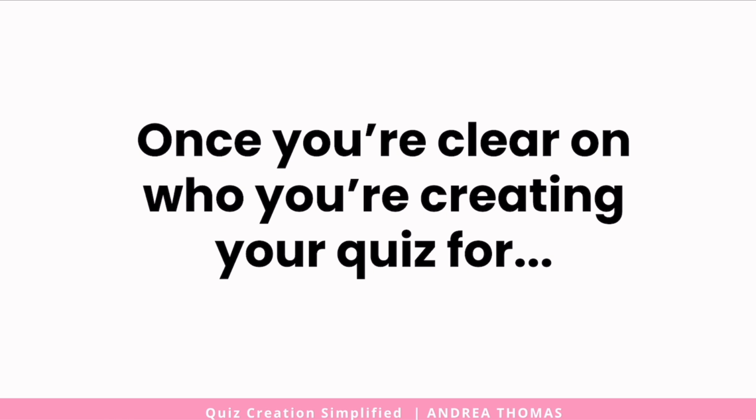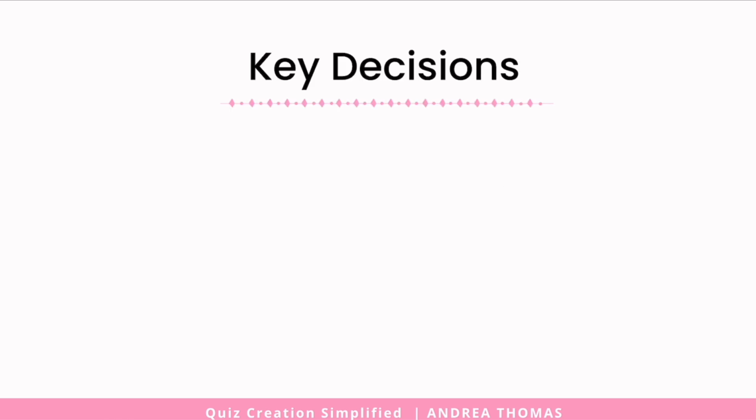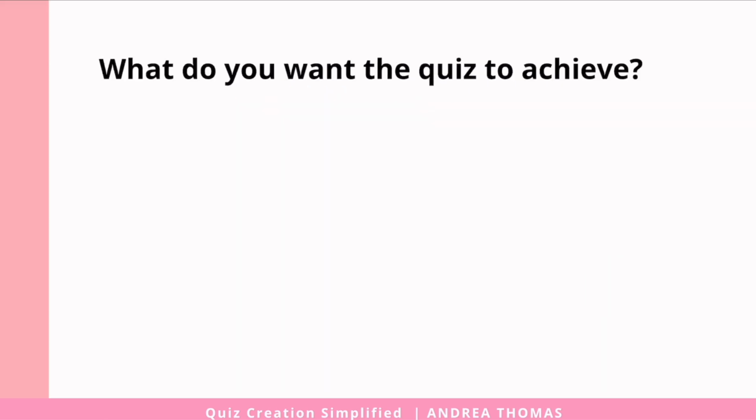So once you're clear on who you're creating your quiz for, it's time to make the key decisions to help you get clear on the specifics about the quiz you want to create. Now, this information will not only help you, but it's important details the AI is going to need to know when you ask it to help you create your quiz. So the first is the quiz goal. Like, why are you creating this quiz? What do you want the quiz to achieve?